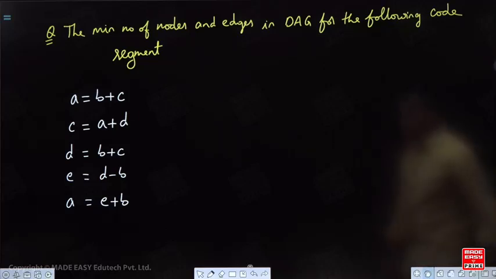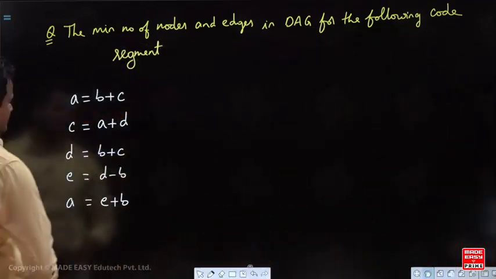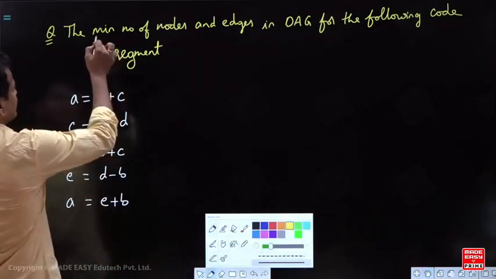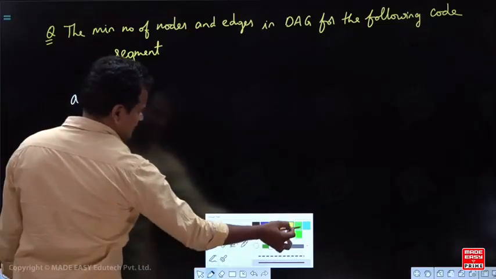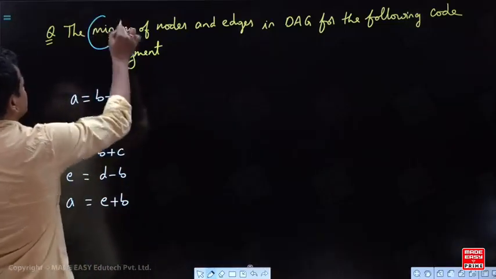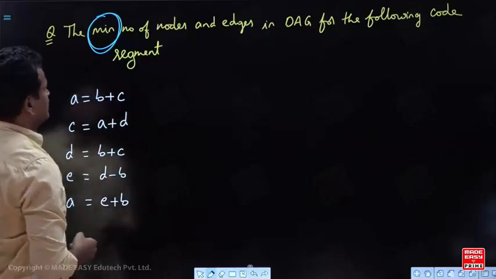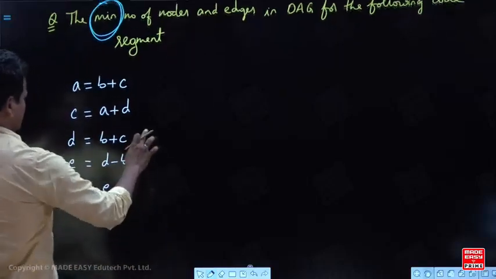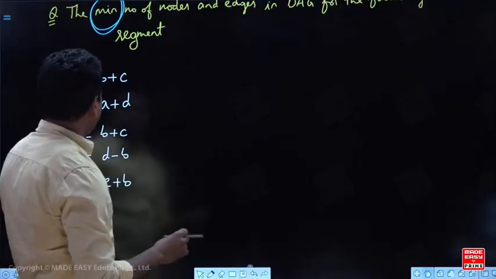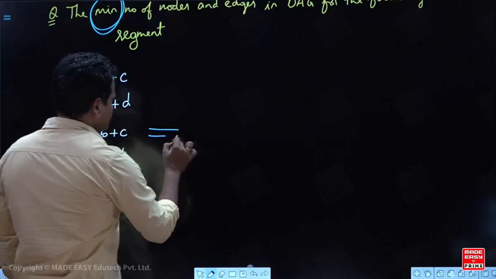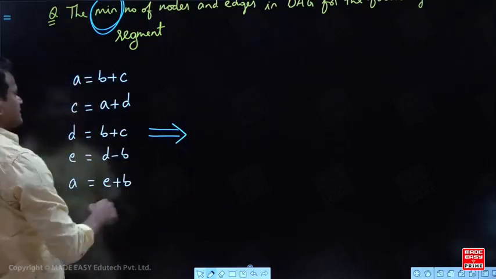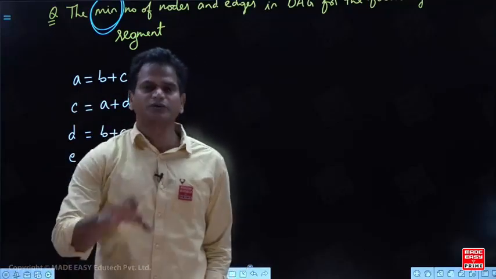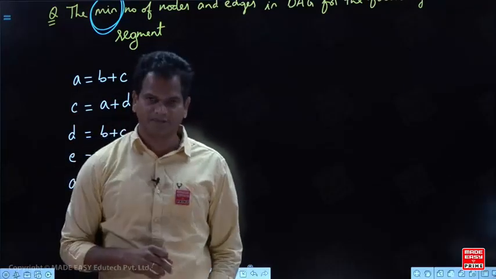Okay, now look at this, guys. How to construct? Whenever they ask you the question, they ask you for the minimum number of nodes and edges. If they don't ask you for the minimum number of nodes and edges, okay. And moreover, whenever you are constructing the DAG for a given 3 address code, first of all you just identify the common subexpression.